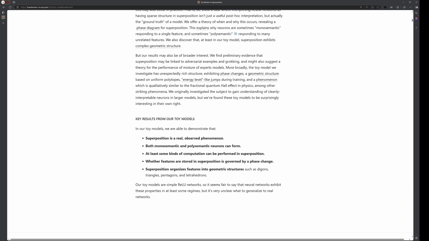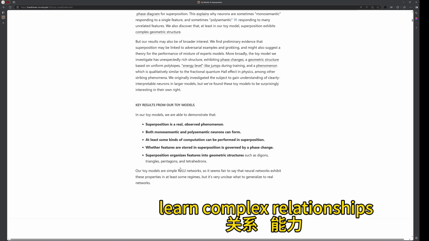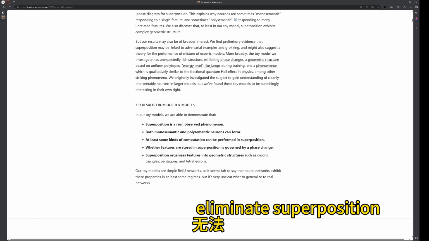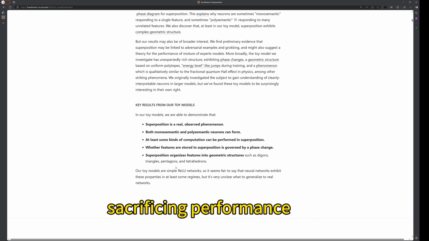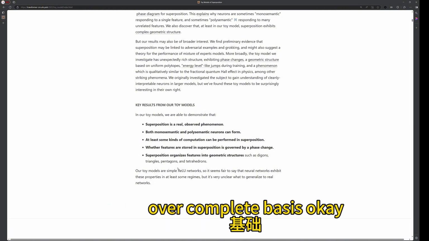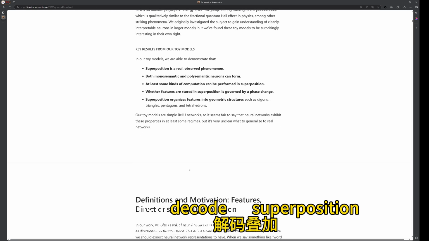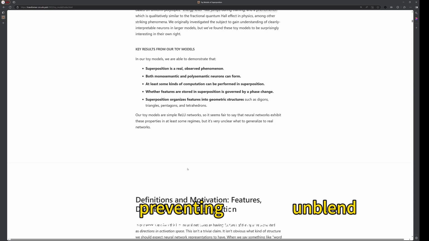More organized, yeah. But wouldn't that then limit its ability to learn complex relationships? It's a trade-off, for sure. And for some tasks, you might not be able to eliminate superposition completely without sacrificing performance. So that's where the second strategy comes in. Finding an over-complete basis that allows us to decode the superposition after the network's been trained. So instead of preventing it, we try to unblend it.